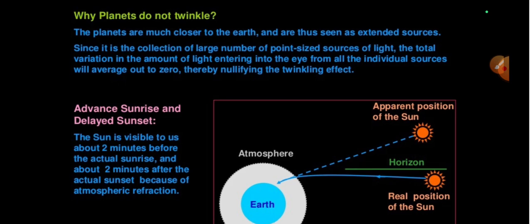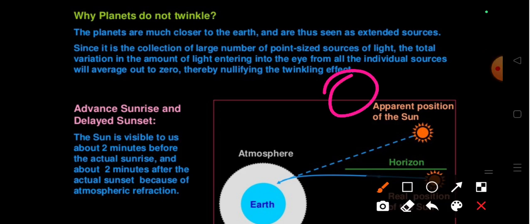Why do planets not twinkle? The planets are much closer to the earth and are thus seen as extended sources, since it is a collection of a large number of point-sized sources of light. The total variation in the amount of light entering the eye from all the individual sources will average out to zero, thereby nullifying the twinkling effect. Later we have to discuss advanced sunrise and delayed sunset. For example, this is our Earth, these are our planets. Planets are the nearest objects. Stars are the farthest objects.